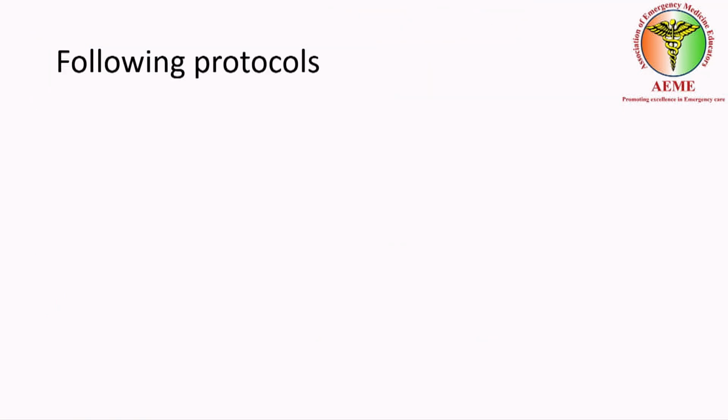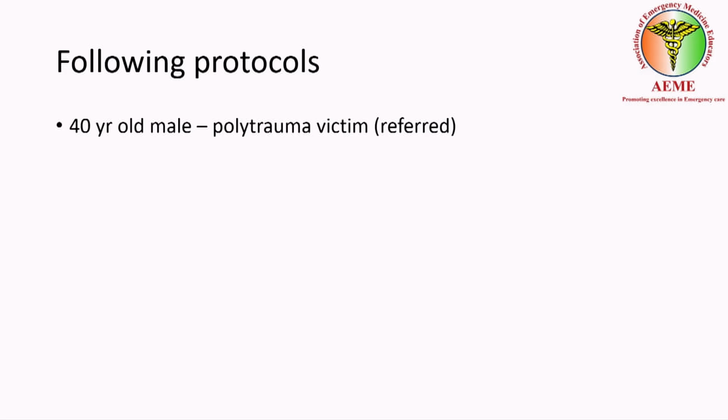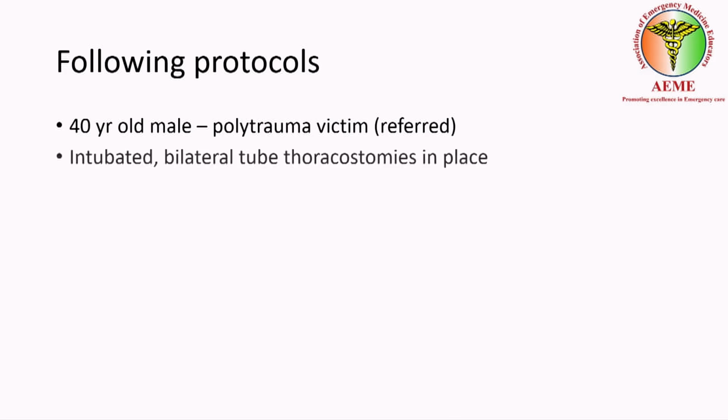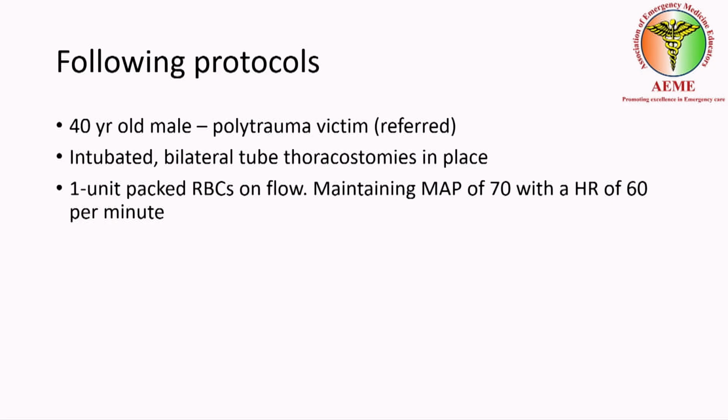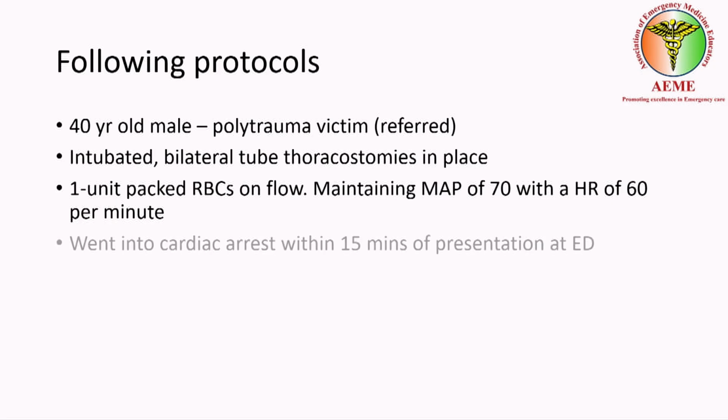Another way to prevent errors is following protocols. There was another patient, a 40-year-old male. It was a blunt trauma victim who was stabilized in another center and then referred to our center. He was intubated with bilateral chest tubes in place. A unit of PRBC was on the floor, the MAP was maintained at 70 with a heart rate of 60, and saturation was maintained. But this patient went into cardiac arrest 15 minutes into our presentation. We revived him with about 2-3 cycles. What was unique was that after 10 minutes, the patient again went into cardiac arrest.